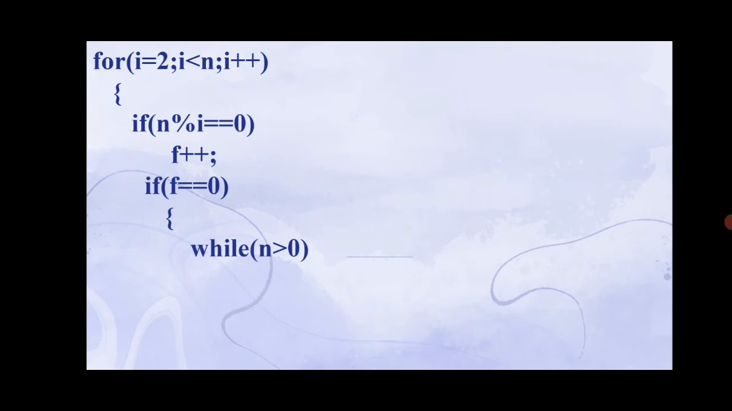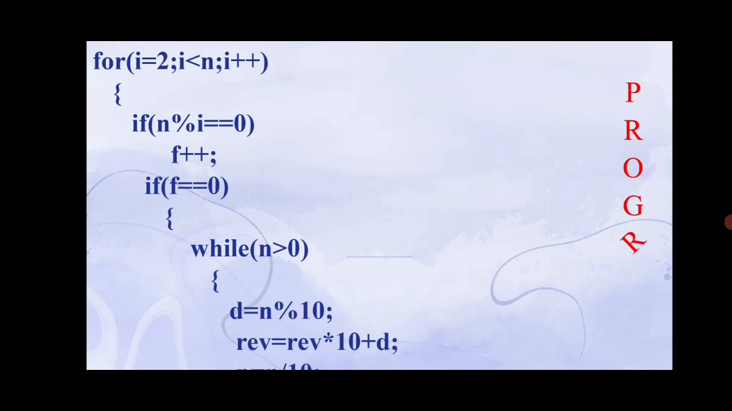While n is greater than 0, d = n mod 10, rev = rev * 10 + d. Have you observed? Here I have written two programs. The first one is the prime number check and from the while loop it is the palindrome-style reversal. And n = n / 10. Again, closing bracket.